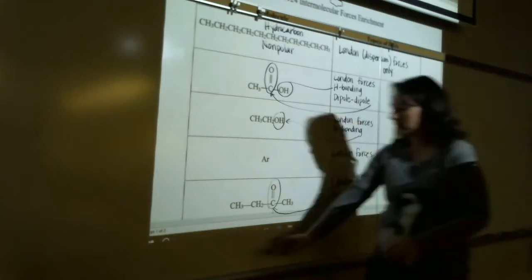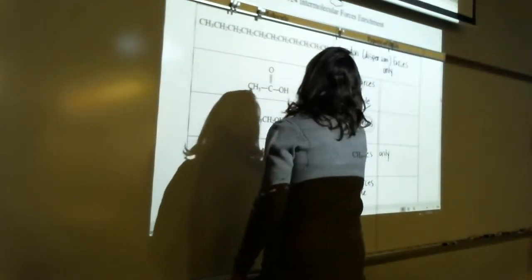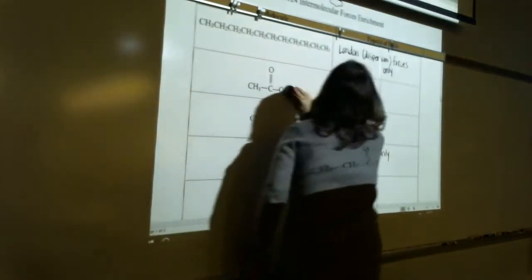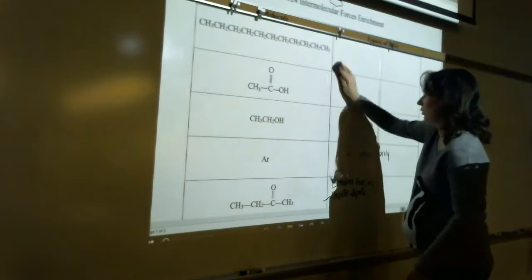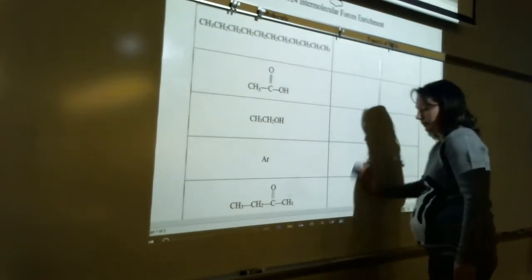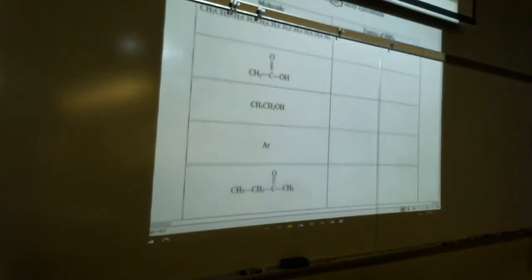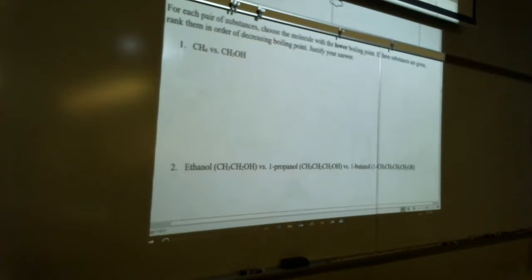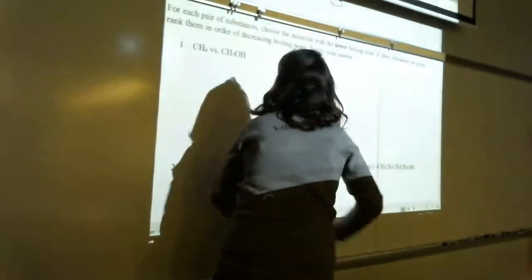All right. Let's move on to the second section. Looking at some boiling points, deciding who's going to have the higher or the lower boiling point based on the structure. For each pair, choose the molecule with the lowest boiling point. If 3 are given, rank them in order of decreasing boiling point and give a justification.